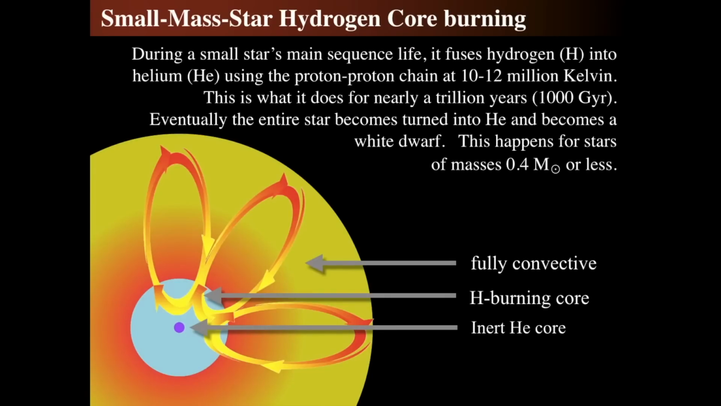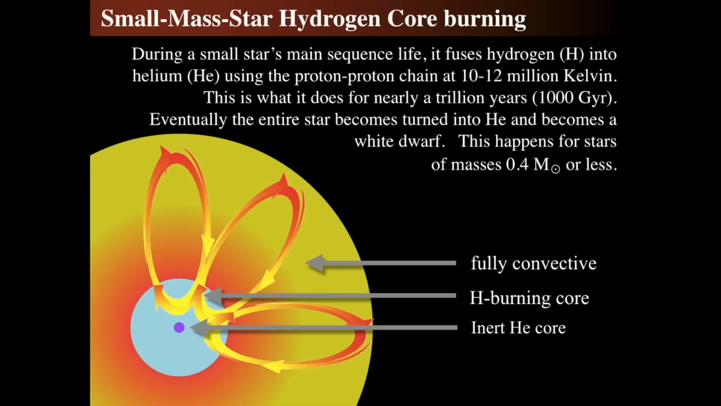Now, I promised you at the beginning we'd look at the really boring tiny stars and I could do it all in one slide. Here we go. If you have a small mass star, meaning something that is a little less than half the mass of the sun, then why does it last forever? It basically lasts forever. It'll last for up to 1 trillion years, 1,000 gigayears.